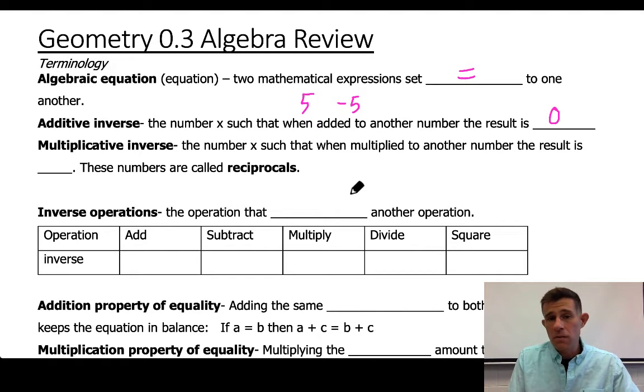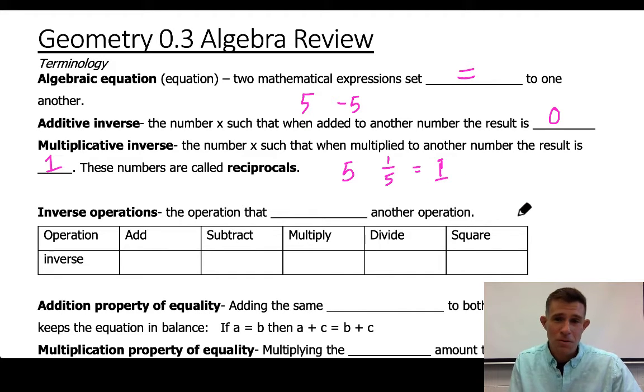Whereas the multiplicative inverse is the number x such that when multiplied to another number, the result is 1. These numbers are also known as reciprocals. So, for example, if I have 5, the multiplicative inverse of 5 is 1 over 5, because when I multiply 5 times 1/5, my result is 1. And these are known as reciprocals. That's a pretty poor one there. Sorry about that.